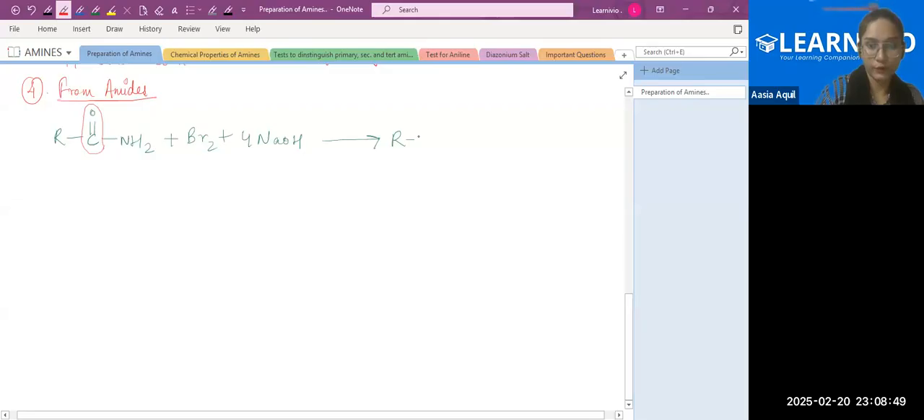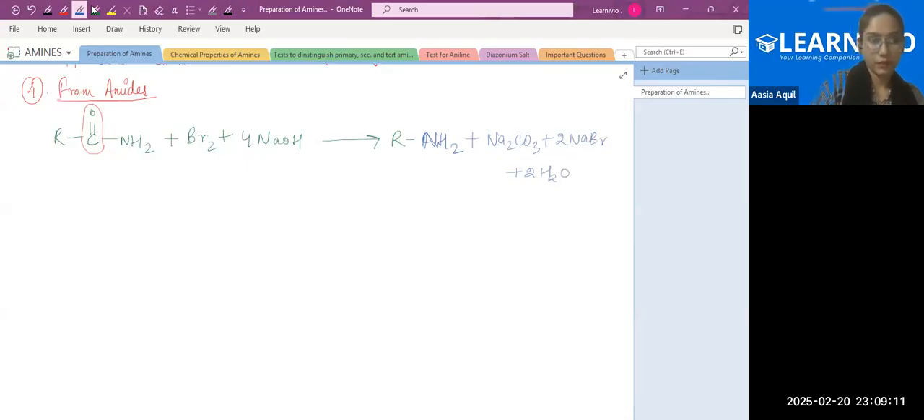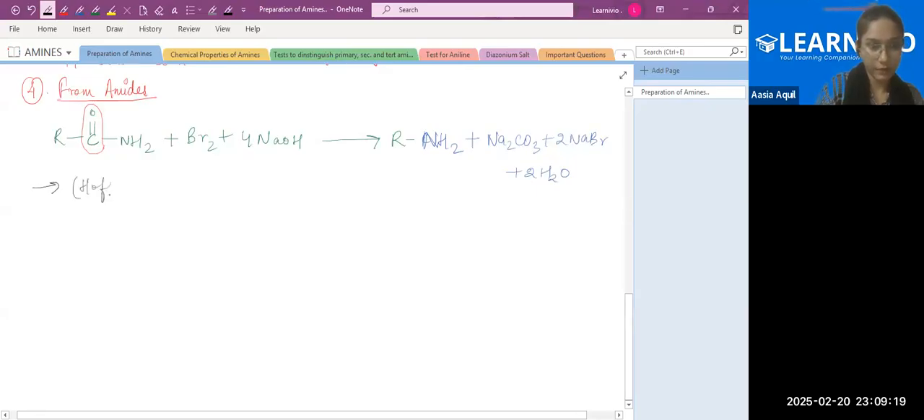This will be removed and you will get this, RNH2, this is NH2, plus sodium carbonate plus 2 NaBr. These are the byproducts. Okay, so this is Hoffman bromamide degradation.